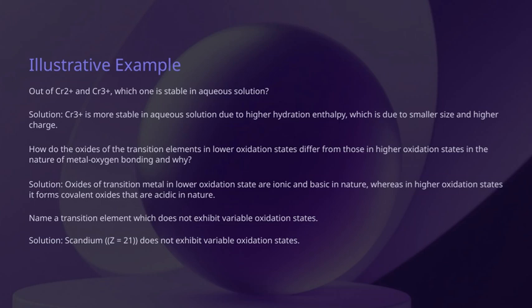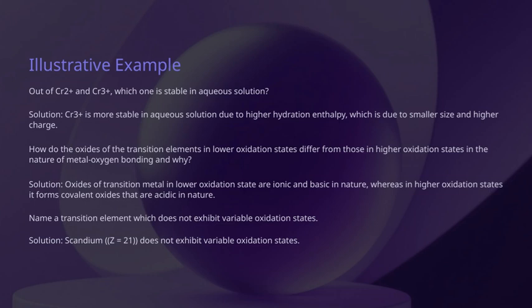Moving on, let's understand the nature of transition metal oxides. Oxides of transition metals in lower oxidation states are generally ionic and basic. This means they tend to react with acids to form salts and are quite soluble in water. On the other hand, when these metals are in higher oxidation states, they tend to form covalent oxides that are acidic. So the key difference here is in the type of bonding and acidity.